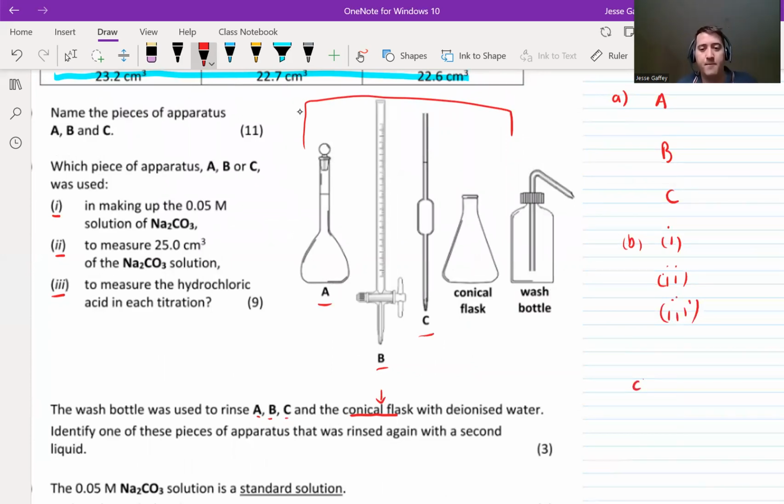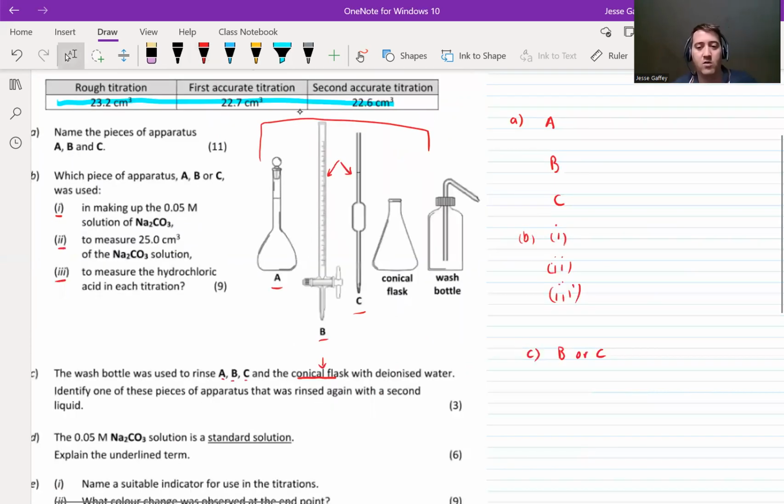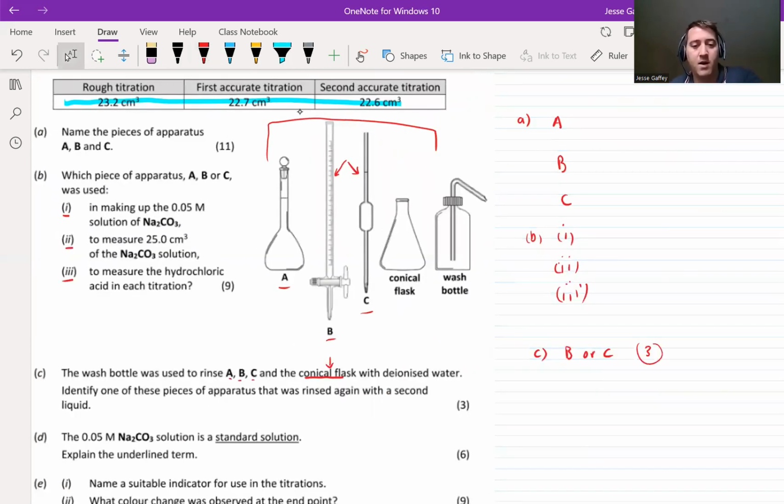That's part C. Okay, so hopefully we identified that in a titration, we would rinse both of these pieces of equipment, B and C, with the solution that they're going to contain. We do not do that with the volumetric flask A, and we do not do that with the conical flask. They just get washed with water. So B or C here is the answer. B or C. So either of those is 3 marks. Give yourselves 3 marks if you got that right.